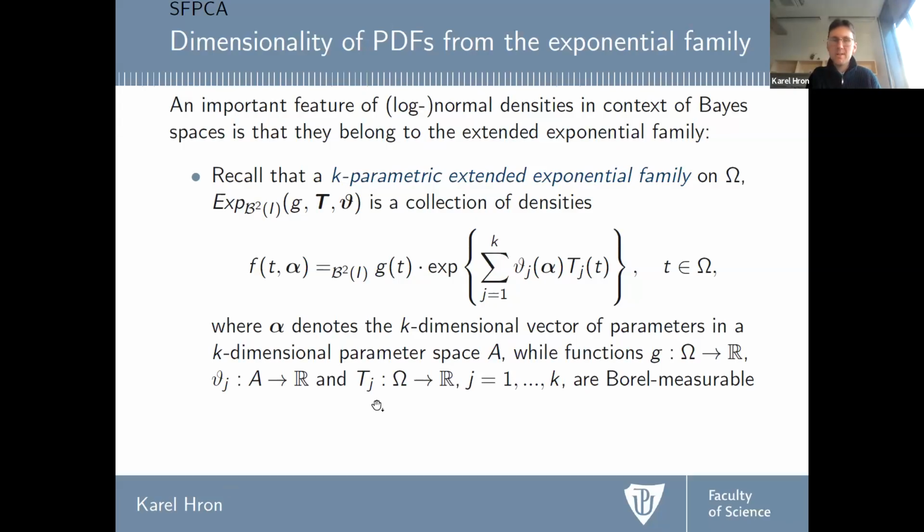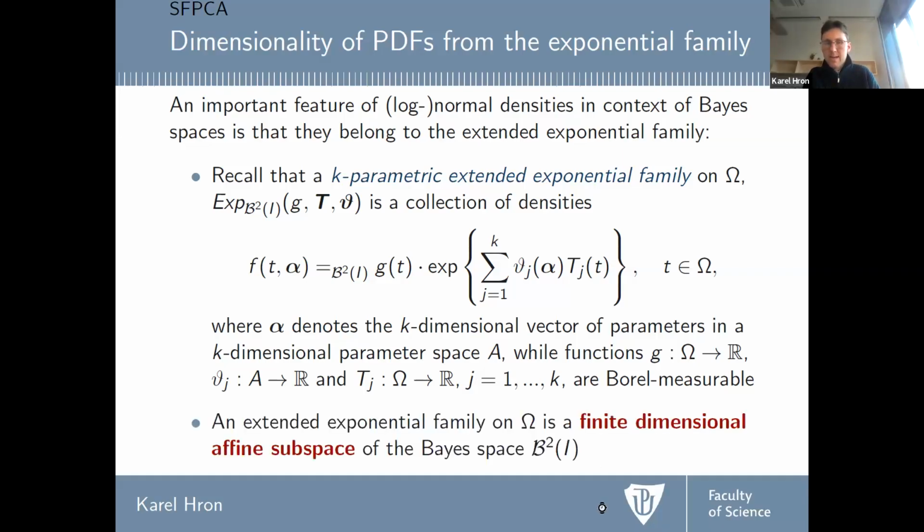What is maybe even more important is that normal densities belong to the so-called extended exponential family, like also many other densities, both the usual continuous densities like gamma distribution or log-normal distribution, but of course also discrete distributions, including binomial and Poisson distributions. So all these distributions can be expressed as a specific instance of this very general form, where we consider for a k-parametric extended exponential family a k-dimensional vector of parameters in a k-dimensional parameter space A.